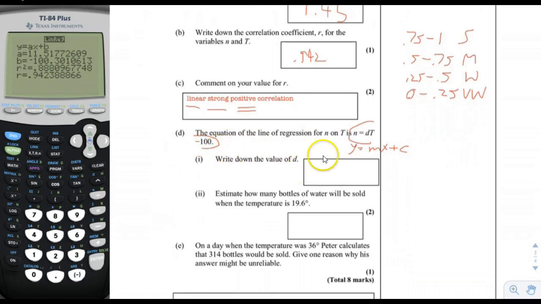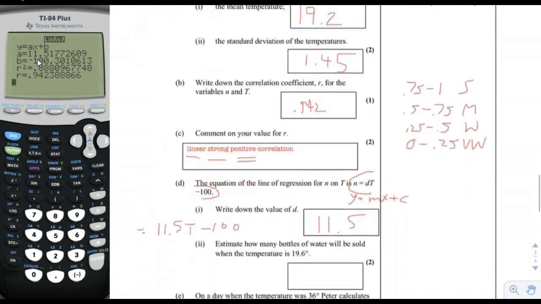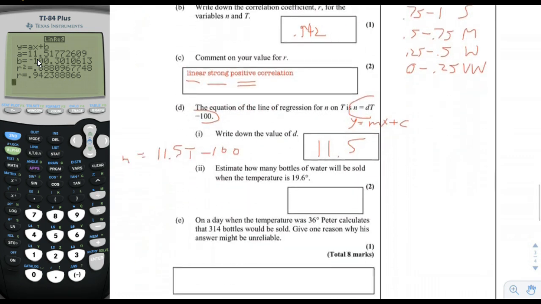Write down the value of d. Their d is actually rm, right? Or ra. And in our case, it says a is 11.5. So we're going to say that, oh, in that case, it's 11.5. We can write out here our mx plus b, or ax plus b here: 11.5 x minus 100. In this case, x and y, remember, is actually temperature and bottles of water. Not bottles of water, what's the variable they use? N. Okay. So we just compare this with this, right?